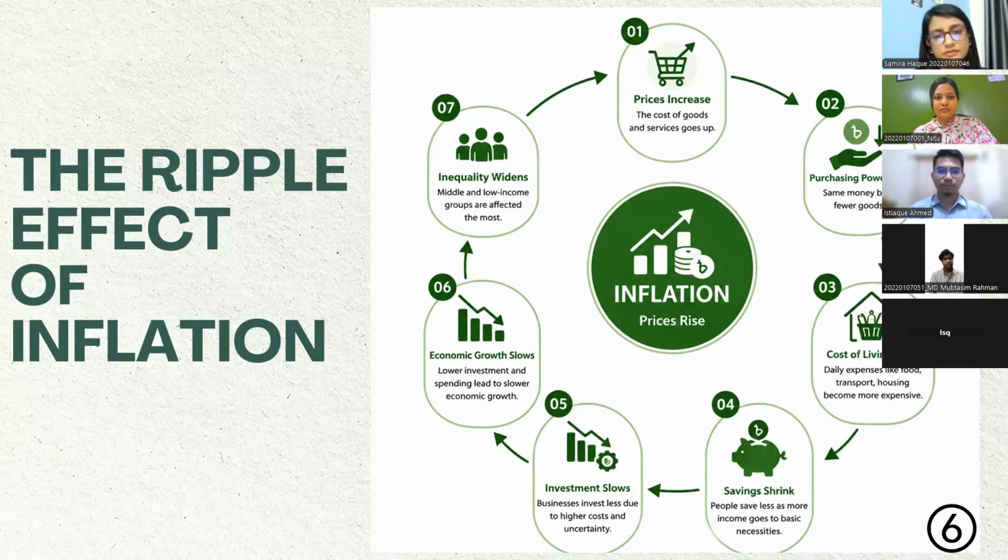projects. Sixth, when investment decreases, economic growth slows down, and fewer investments can lead to lower production, fewer job opportunities, and slower development in the economy. Finally, the last effect is that inequality widens and inflation affects everyone, but hurts lower income and middle income families the most because of this.